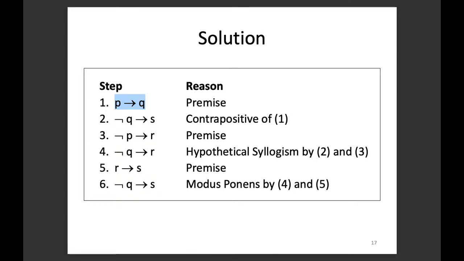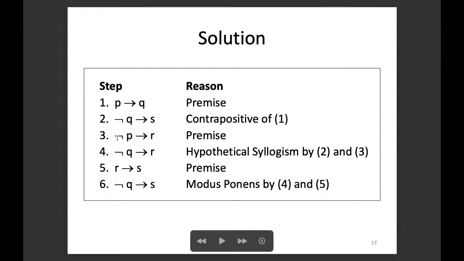Let me see. There seems to be a typo here. It looks like this is not S. Sorry, this is not S. There is a typo here. This is not P. Okay, so not Q implies not P. I'm sorry about this mistake here. So P implies Q is the same as not Q implies not P. So this is not P.